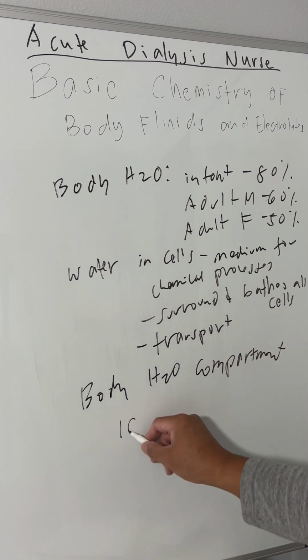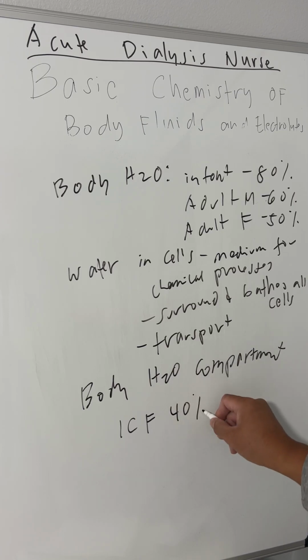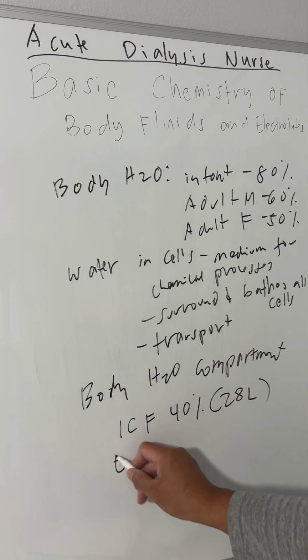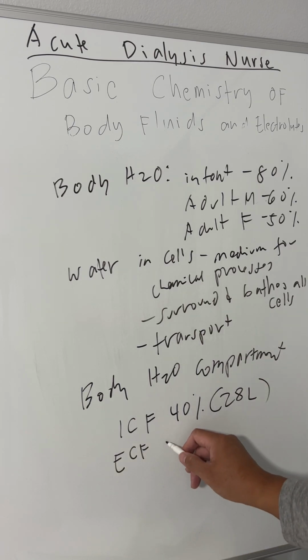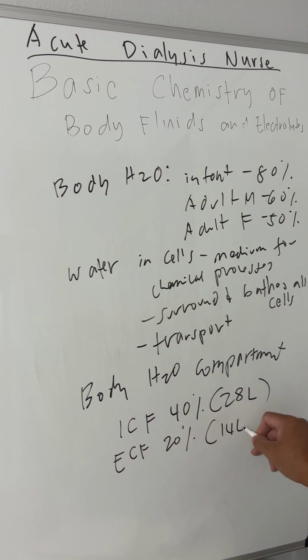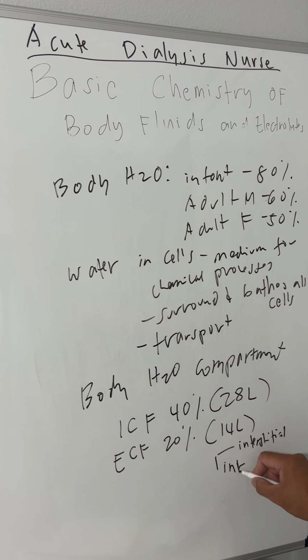Body water compartment, ICF stands for intracellular fluid. It is composed of 40% of body compartment, or approximately 28 liters. And extracellular fluid, this is outside the cell, 20% of body water compartment, approximately 14 liters. Now this can be subdivided into interstitial, intravascular, and transcellular.